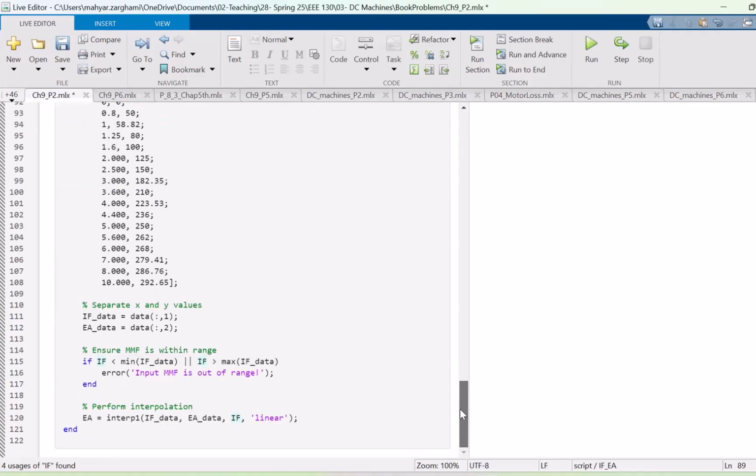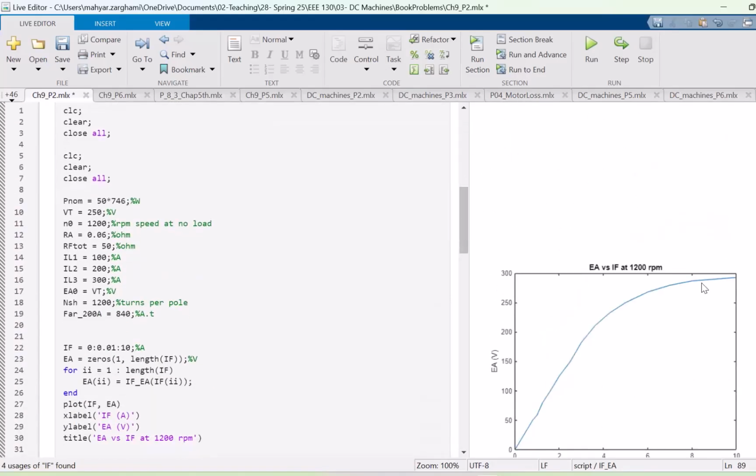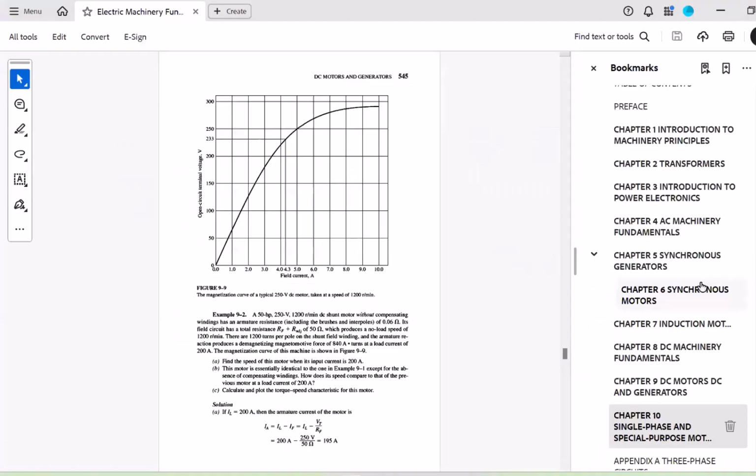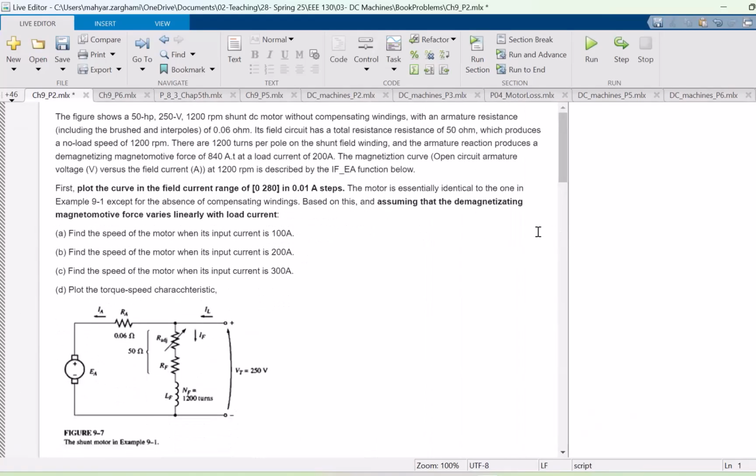I'm going to use that first to plot the curve. And this is the curve that is similar to the curve that you had in here. Of course, it's not very well granulated because it just had a limited number of points. The more points you give, the more accurately the plot would be determined. So these are the same descriptions of the machine. The magnetization curve, the open circuit armature voltage versus the field current at 1200 RPM, is described by the IFEA function below that I just went through.